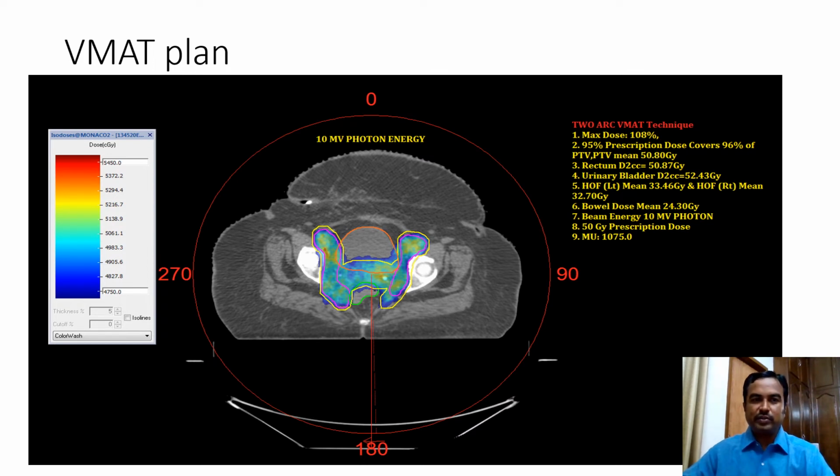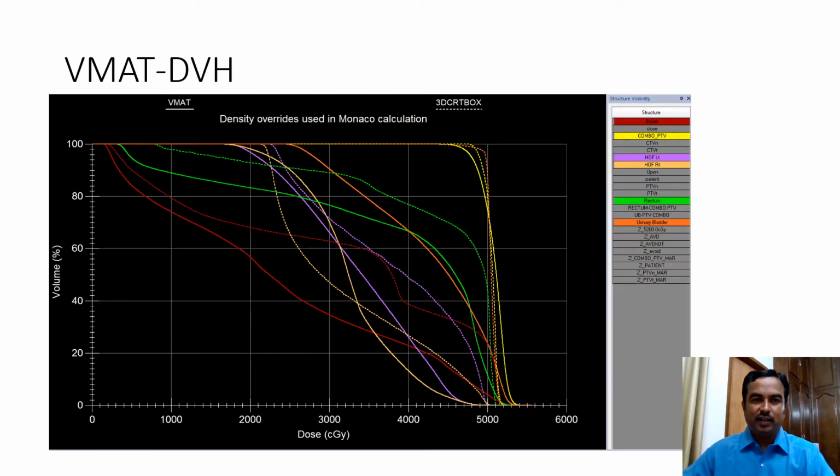So this slide shows a VMAT plan generated for the same patient. Here we used 2 arcs using 10 MV. Here the maximum dose comes around 108%. As far as the treatment plan is concerned, there is not much difference between the VMAT and an IMRT plan, because only the delivery method varies, and VMAT gives us a little bit of freedom in escalating the dose. This DVH shows a comparison between a VMAT and the 3D CRT plan.